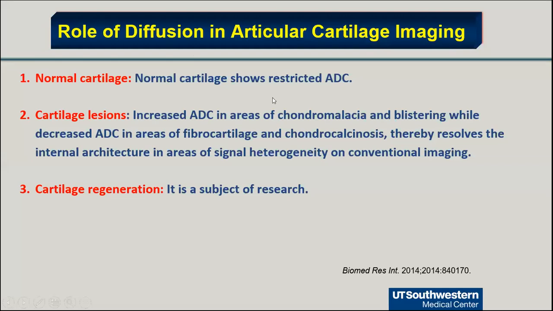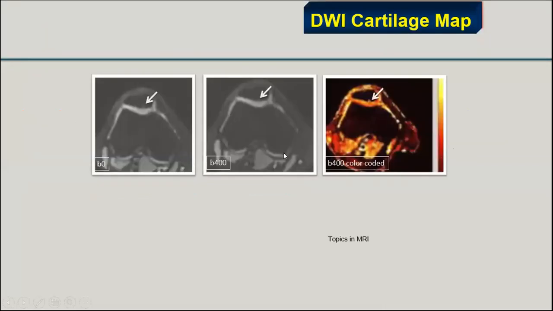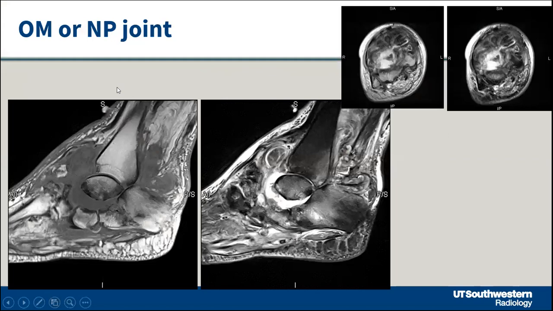Moving on to cartilage, normal cartilage will show you restricted ADC. When you have chondromalacia, it will be increased. With fibrocartilage degeneration, it's going to be lower. Again, it's a subject of research. So this I published a few years ago. I haven't used it much in the cartilage, but basically you can make these color maps, make it conspicuous. But on the 3D images, on the spin echo images, I see cartilage so well, small areas of chondromalacia and all. I mean, I don't need all of this for cartilage.